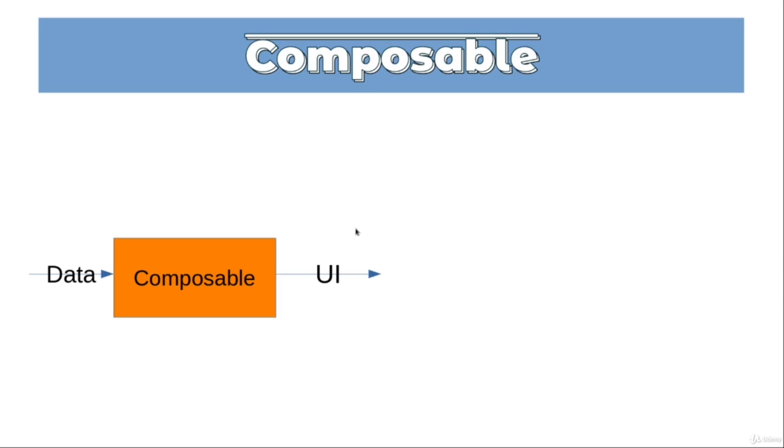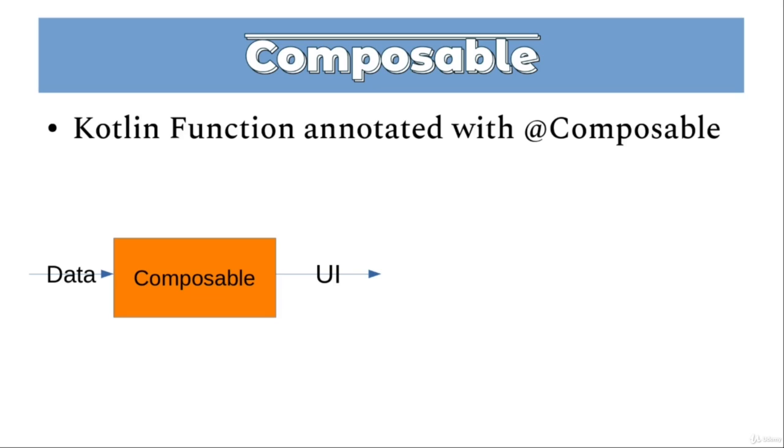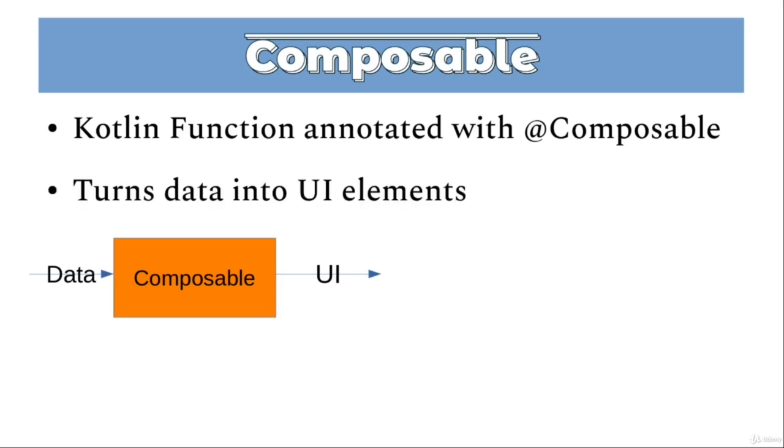And now, let's see what Composable is. In fact, Composable is a Kotlin function that is used to create UI in Jetpack Compose. Whenever you want to create a UI or define a UI in Compose, you create a composable function. And this function is a normal Kotlin function that is annotated with @composable. Its main responsibility is to turn data into UI elements.